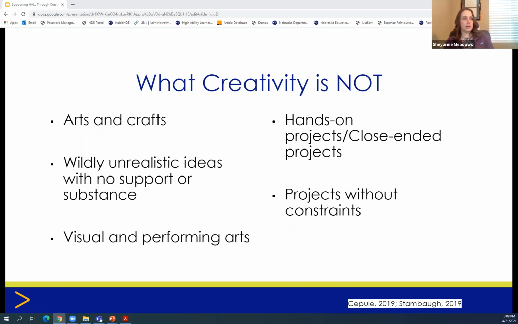Hands-on or close-ended projects. Just because a project is hands-on does not necessarily mean that it is creative. If it has a right answer, if all of the products are going to look very similar or the same, it is not necessarily a creative project. But also, we don't want to have projects without constraints, because if they don't have constraints, they are not forced into thinking about a problem and practical solutions.